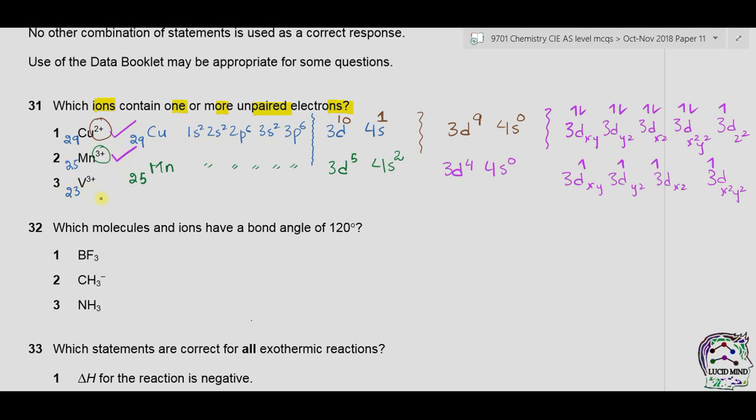Moving toward third one, we have vanadium, which is 23 in neutral form. So this equals 18 electrons. And then we have 5 electrons left. So 2 in 4s and 3 in 3d.